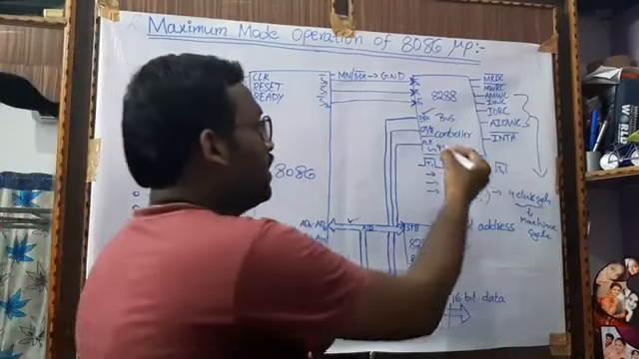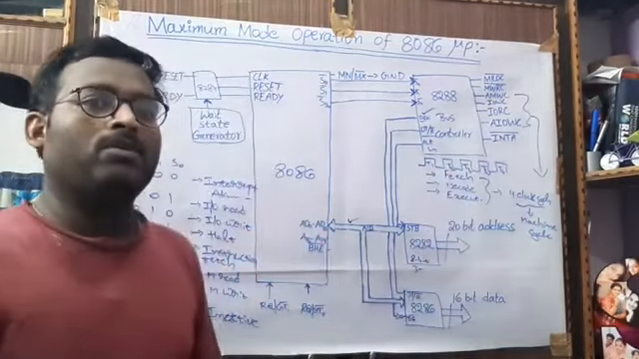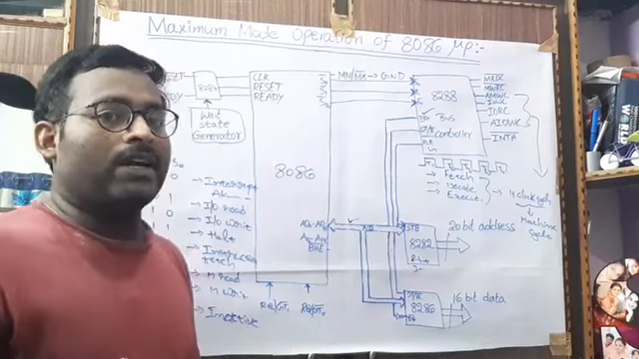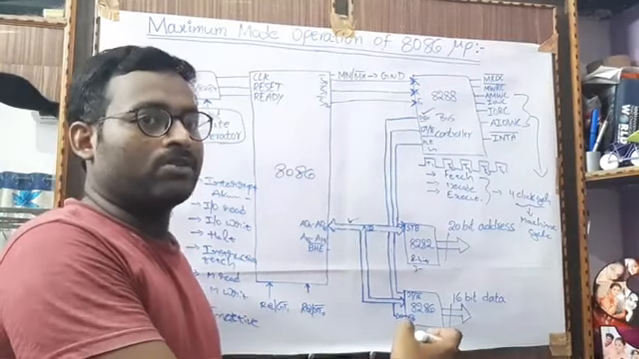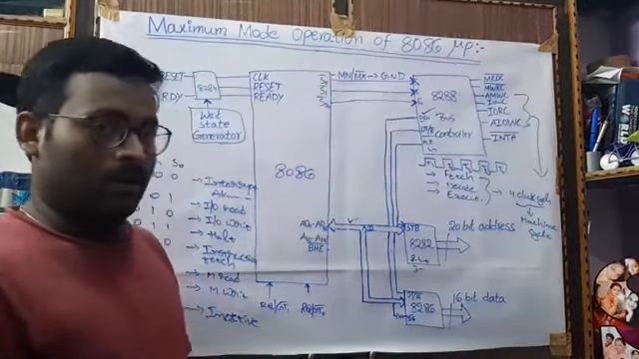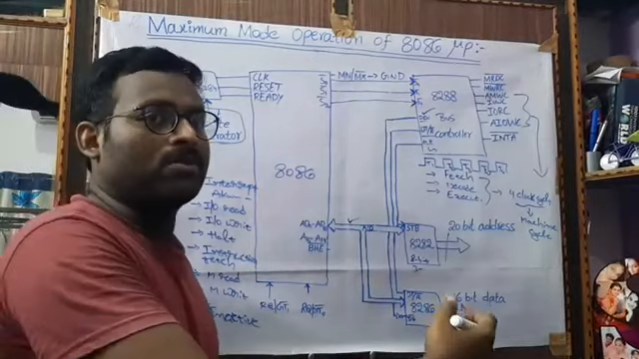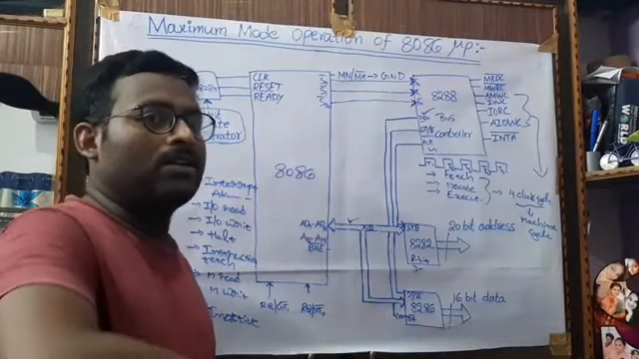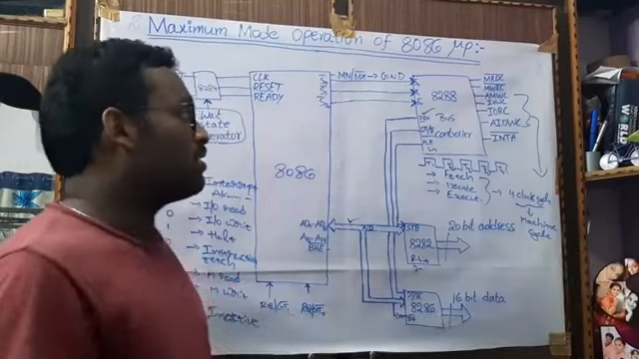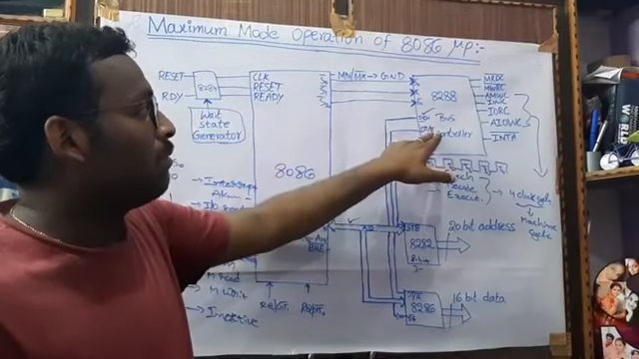Okay, and DT by R bar is responsible for indicating whether the data is transferred towards the processor or away from the processor.